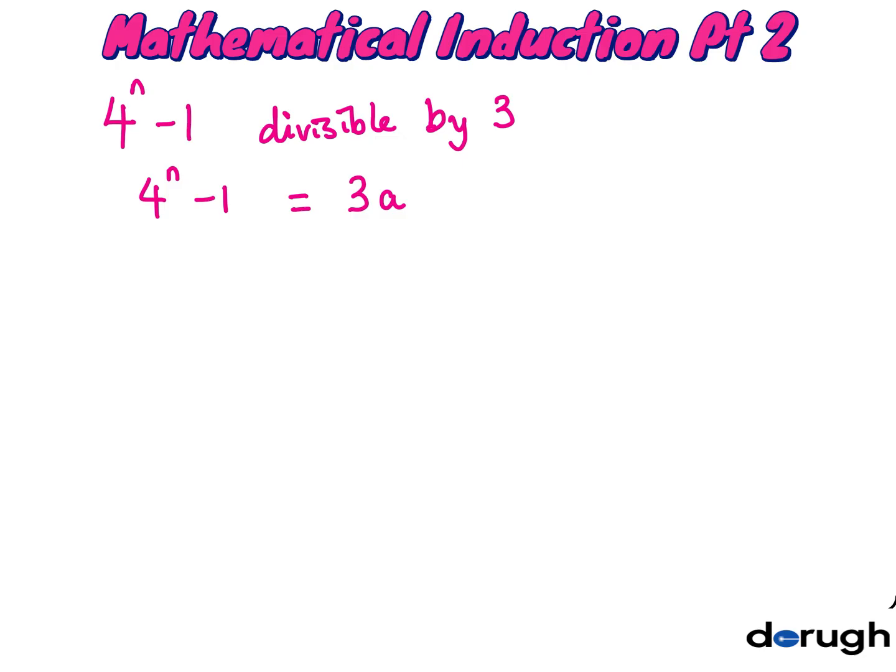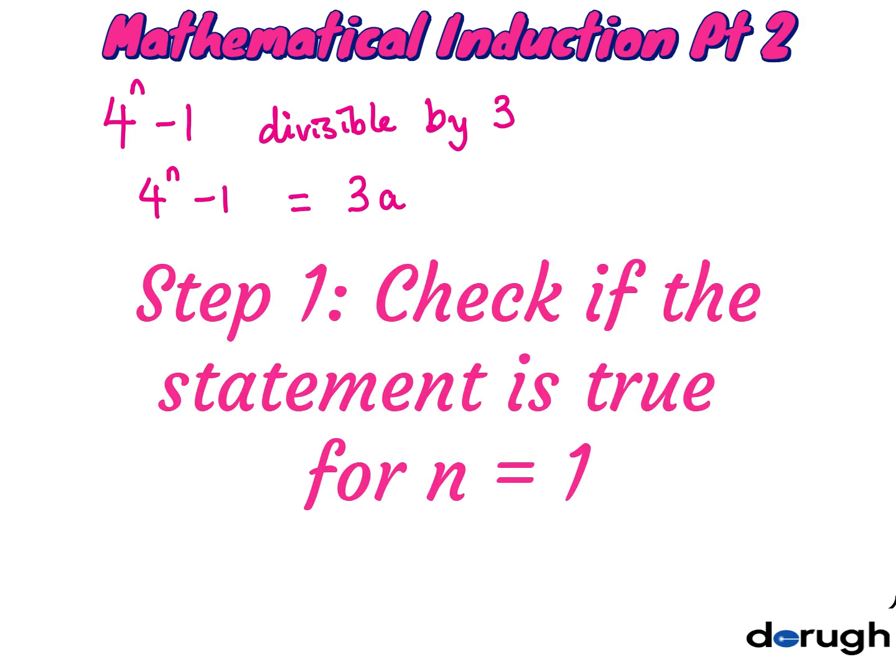Any real number. A can be 1, in which case the right hand side will be 3 times 1, which is 3. A can be 2, in which case the right hand side will be 6, which is also a multiple of 3. So remember our step 1. Step 1 says we need to prove that this is correct for n equals 1.